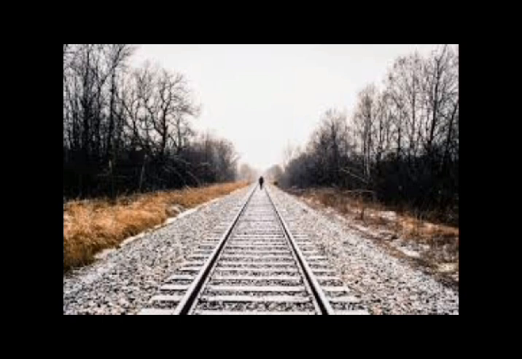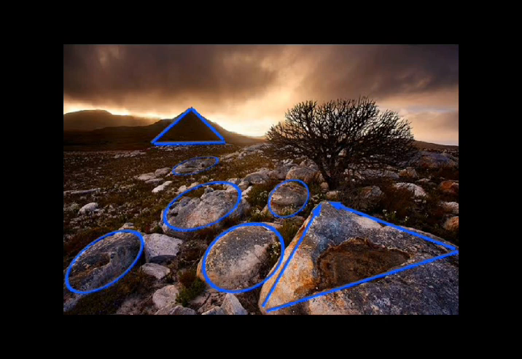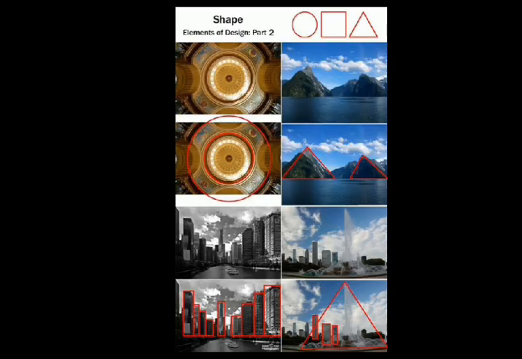Lines. They create a sense of direction, flow, and rhythm. Horizontal lines convey stability, while vertical lines create a sense of height, and diagonal lines suggest movement or action. Shapes. Simple shapes, like squares, triangles, and circles, can create visual interest and hierarchy. Overlapping shapes add depth and complexity.